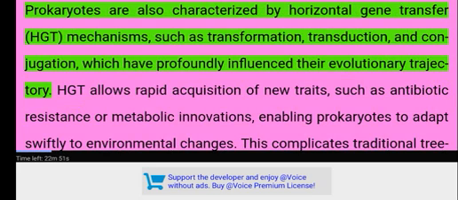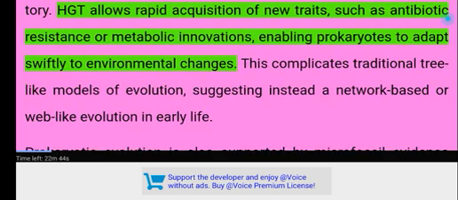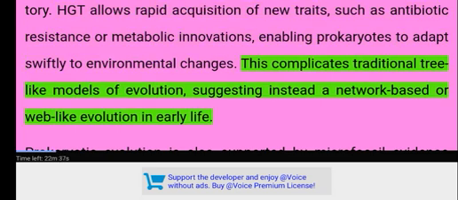Prokaryotes are also characterized by horizontal gene transfer (HGT) mechanisms, such as transformation, transduction, and conjugation, which have profoundly influenced their evolutionary trajectory. HGT allows rapid acquisition of new traits, such as antibiotic resistance or metabolic innovations, enabling prokaryotes to adapt swiftly to environmental changes. This complicates traditional tree-like models of evolution, suggesting instead a network-based or web-like evolution in early life.